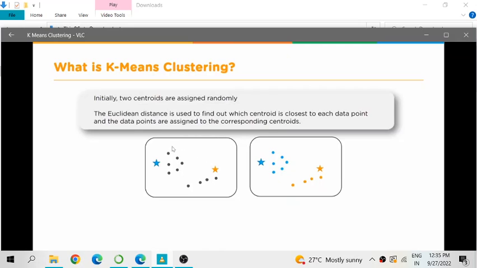We do this by finding the Euclidean distance between every point and the centroid, between the centroid and the data point. So what is the distance between this point and the centroid? That is what we are going to calculate, and the point will go to the centroid with the smaller distance.